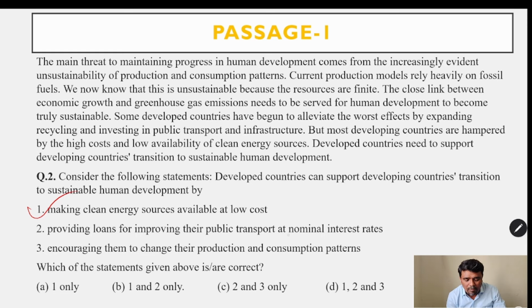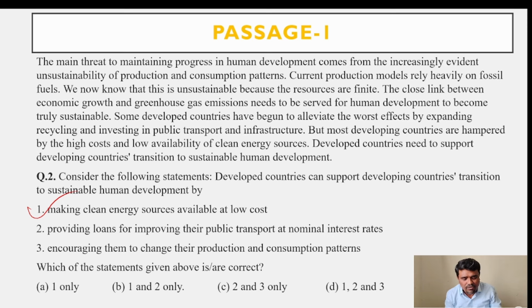Providing loans for improving their public transport at nominal interest rates. It is not directly given in the passage, but it is inferred. How is it inferred? See, it is clearly mentioned in the passage that developed countries invested in public transport and infrastructure to combat this pattern, to come out of these unsustainable practices of depending on the fossil fuels. So if they did a certain practice to combat this situation, and if they want to support other countries, developing countries, they have to support in the same area.